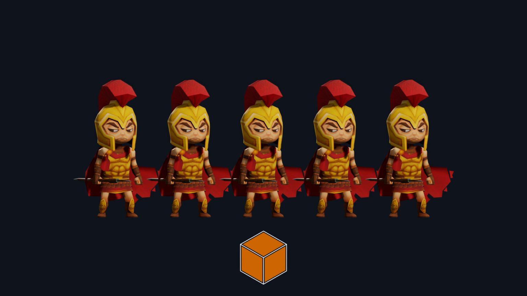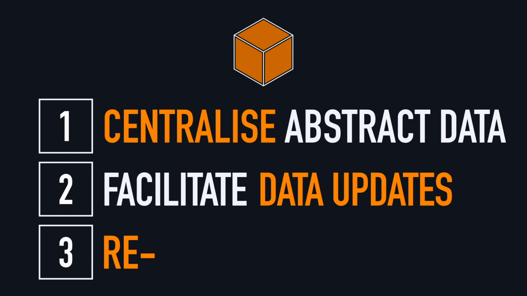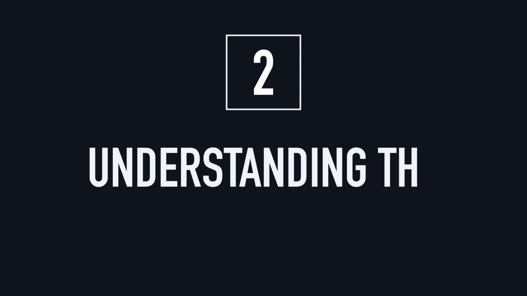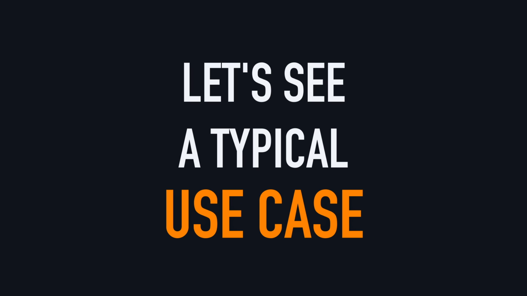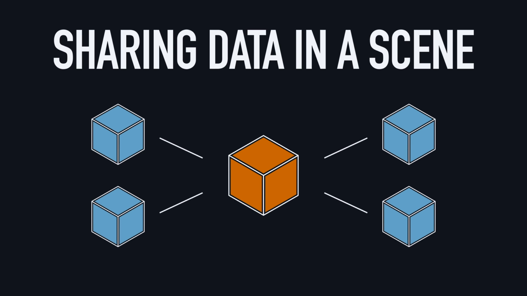Scriptable objects avoid that issue and instead centralize everything in one place to facilitate updates and redistribution of this data to all the interested parties. That's because a key idea when using scriptable objects is that of the single source of truth. To better understand this concept, let's see a typical use case for scriptable objects: the sharing of some data between multiple objects in the same scene.